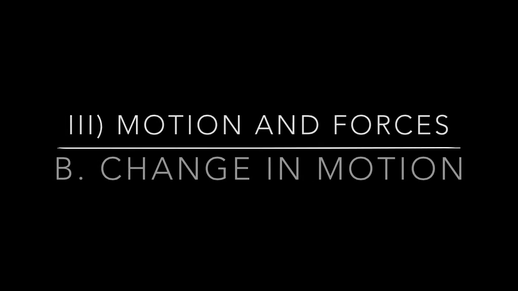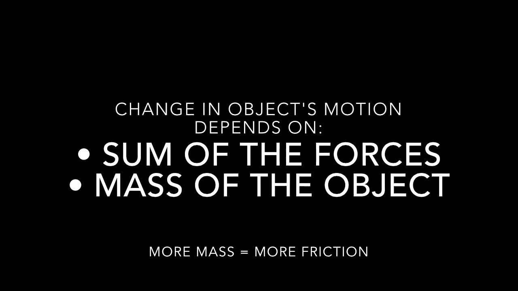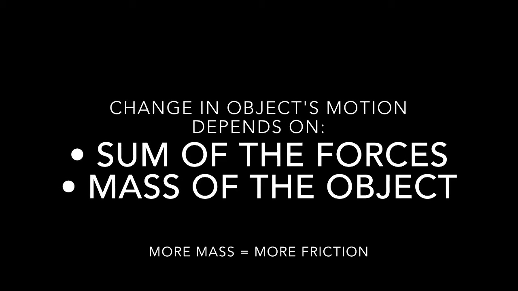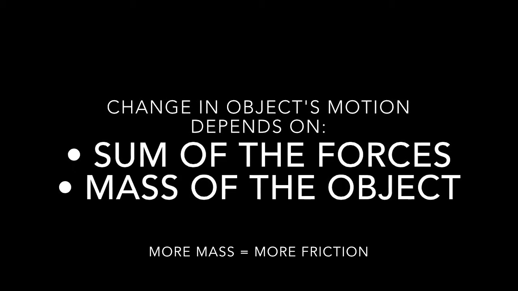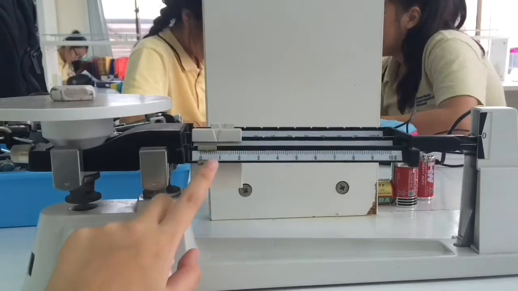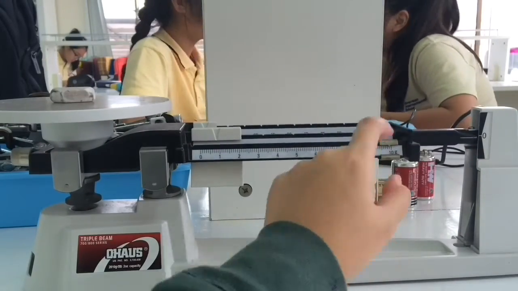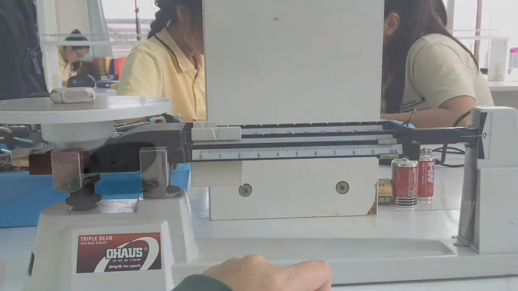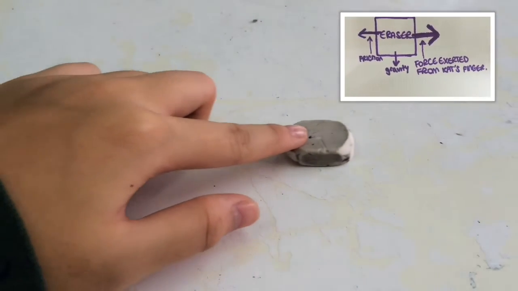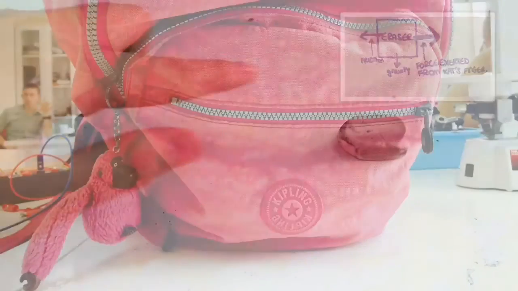Okay, let's move on to our second topic in motion and forces, change in motion. The change in an object's motion depends on the sum of the forces exerted on the object and the mass of the object. Also, the more mass an object has, the more friction will act upon it. Let's weigh this eraser. 9.8 grams. I can push this eraser easily because it is light, therefore there is less friction going against me.